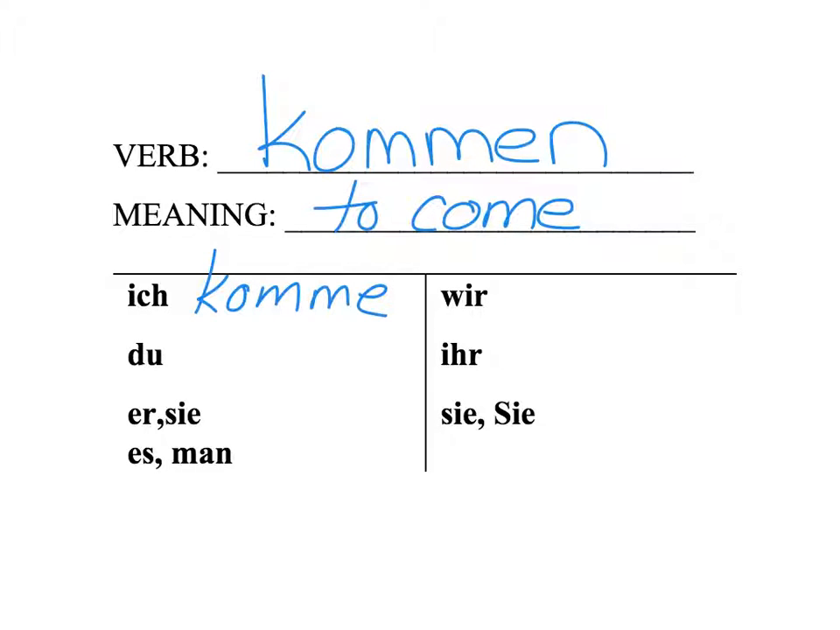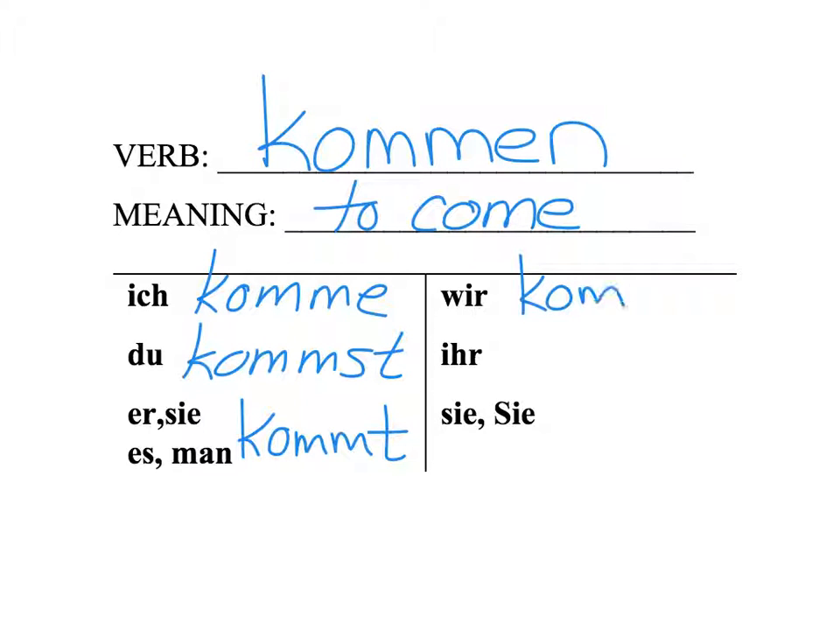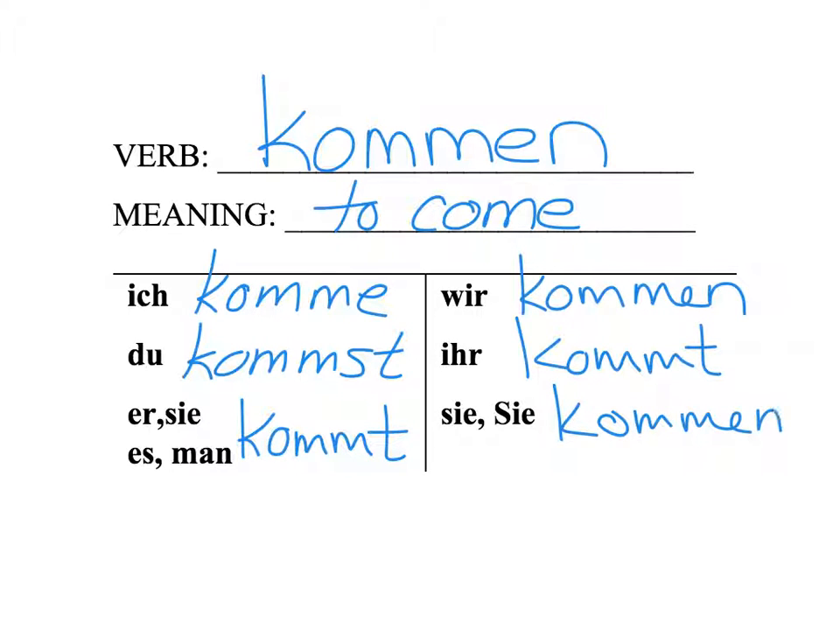What about du? What's that going to become? Kommst. Er, sie, es, man? Kommt. Wir? Kommen. Ihr? Kommt. And sie and Sie? Kommen. Is this making sense how this works?